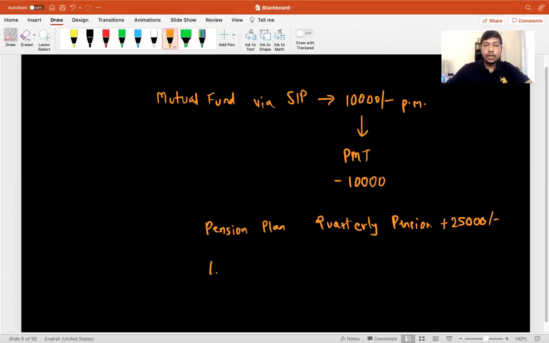Let's talk about a loan EMI. Let's say there's a loan EMI wherein the monthly EMI is 3,000 rupees. Where will this come and what will be the sign? Will it come in PV or PMT? And will it be positive or negative? Quickly tell me your answer in the chat box. Will this come in PMT or PV? And will this be positive or negative?